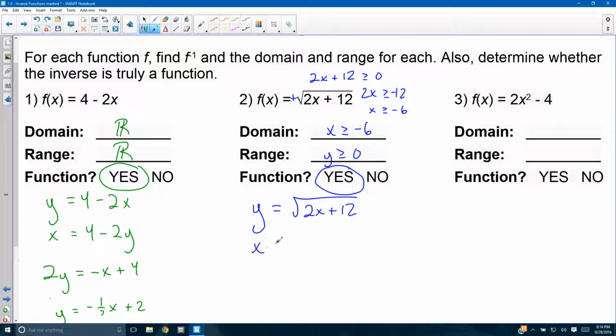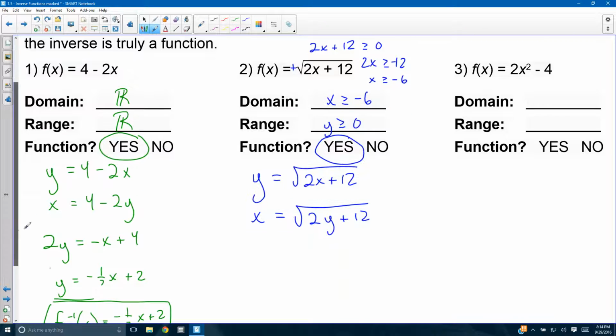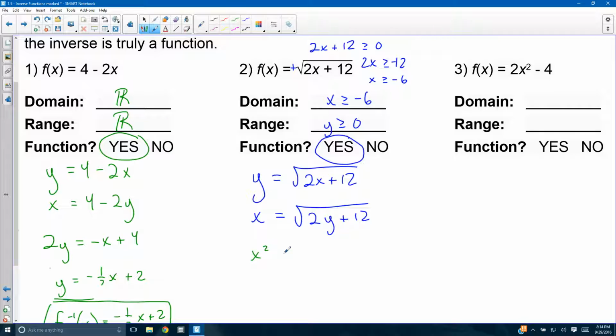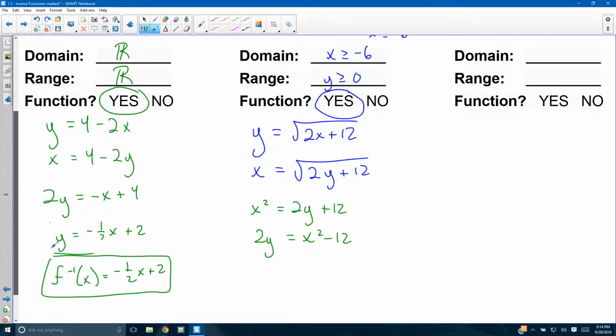So swap x and y. X equals the square root of 2y plus 12. And start solving for y here. Square both sides. I'm going to get x squared equals 2y plus 12. Subtract 12. Move the 2y over here. Divide both sides by 2. I'll get y equals 1/2 x squared minus 6.